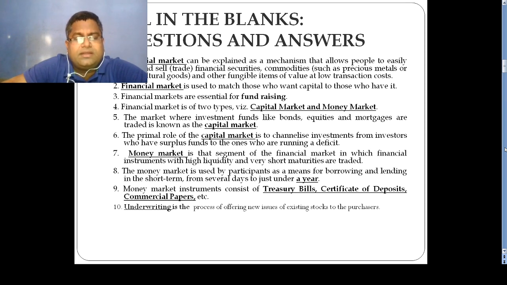Who is the underwriter? Underwriting is a process of offering a new issue of existing stock for purchase. It means the underwriter gets some commission, through which there is assurance of the offering of a new issue of existing stocks to purchasers.